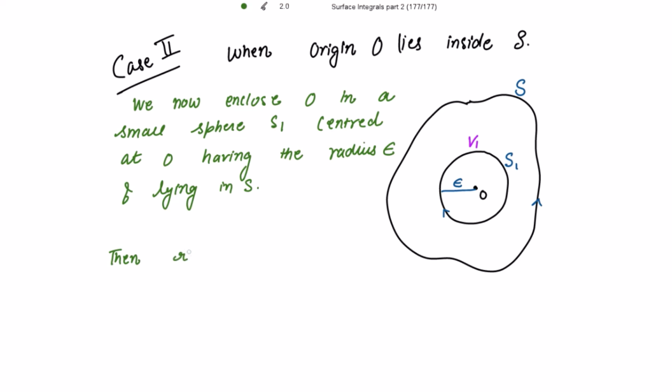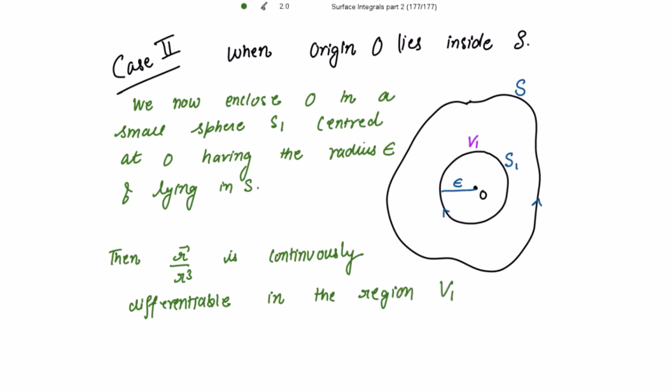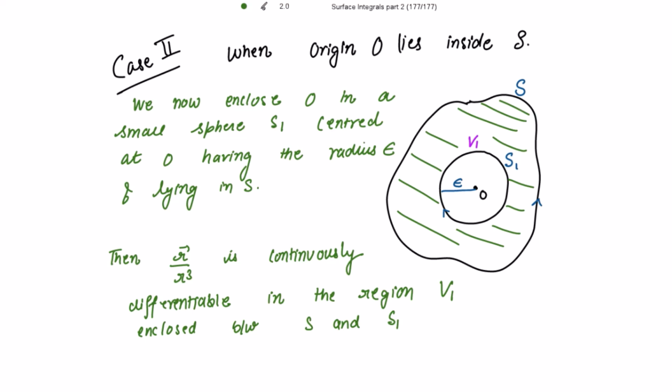Then r vector divided by r cube is continuously differentiable in the region V1 enclosed between S and S1, right? Because inside this region r vector divided by r cube is defined at all the points. There is no origin in this region, right? At the origin, r vector divided by r cube is not defined.